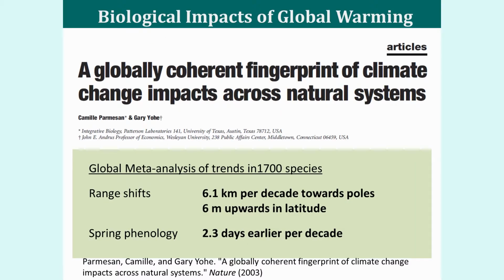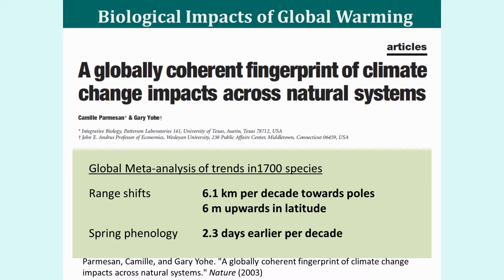The other very important study around the same time, around the beginning of this century, by Parmesan and Yohe, was a meta-analysis which looked at results from over 1,700 different species, which included plants, animals, fungi, insects, etc., and showed that in these studies there was a significant shift in the distribution of species. So approximately 6 kilometers movement northward towards the poles in the northern hemisphere, or movement 6 meters upwards in altitude, and also spring phenology, the timing of events in northern temperate regions, shifting to greater than 2 days earlier for every decade.